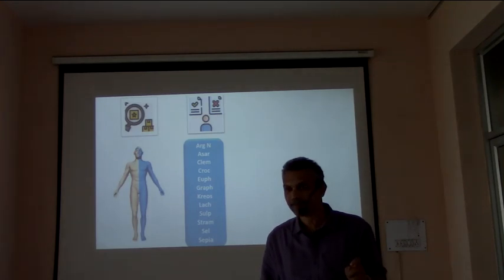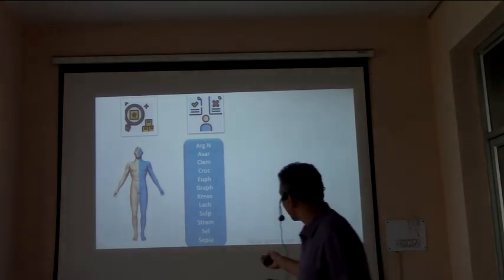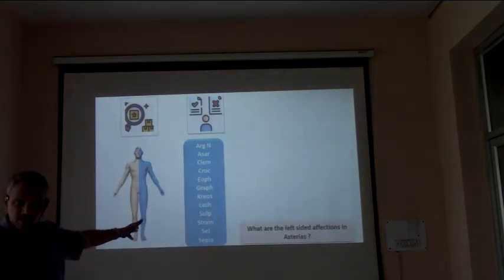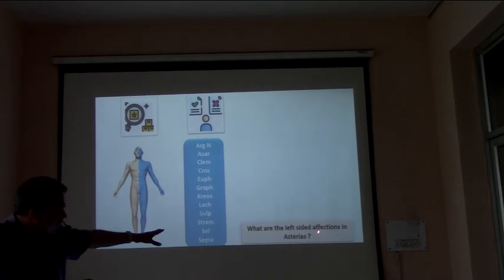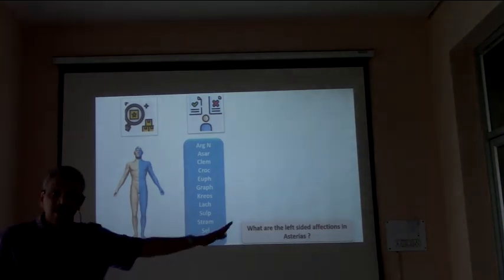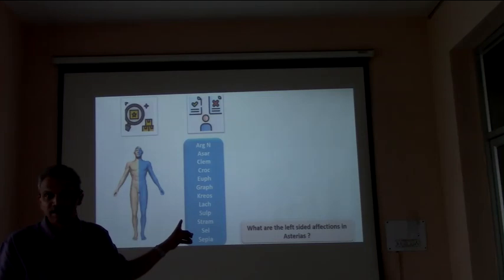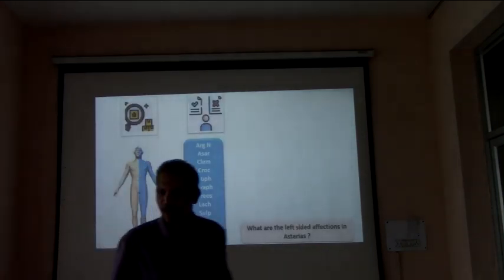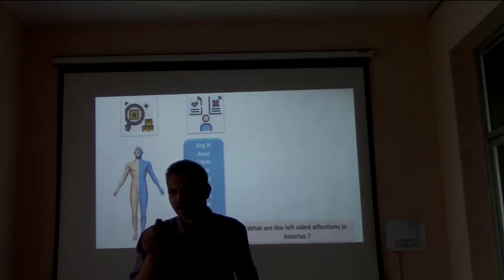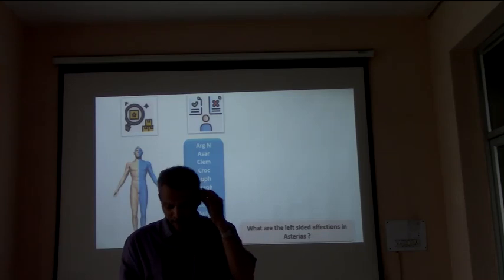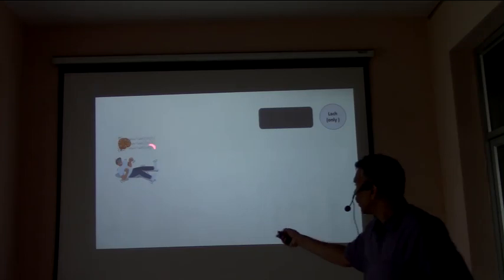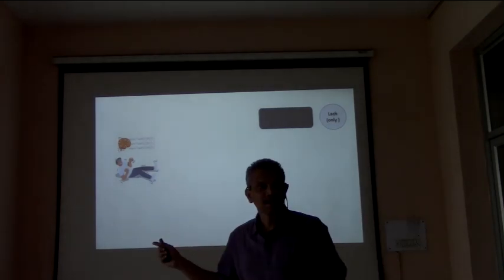Allium cepa. Fine? Okay. So the question that comes up next is, we have given you so many remedies acting on the left-hand side. Now, what is that? That is a left-sided affection in Asterias Rubens. Fine. So mainly the breast complaints are what you see in Asterias, which is left-sided. Okay. Fine. So it's predominantly a left-sided remedy.